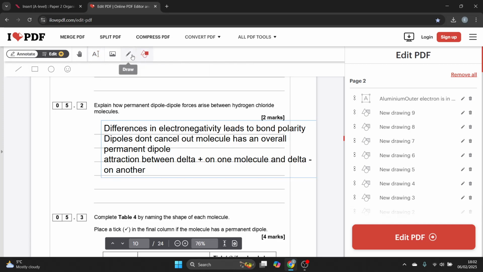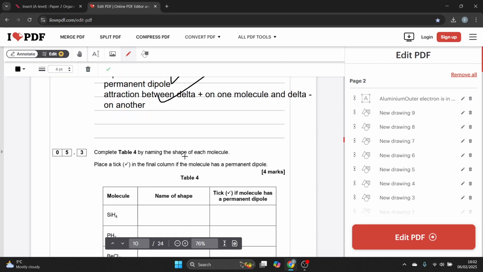So differences in electronegativity leads to bond polarity. That's very important. Dipoles don't cancel out, therefore molecules have an overall permanent dipole. Attraction between delta positive on one molecule and delta negative on the other.